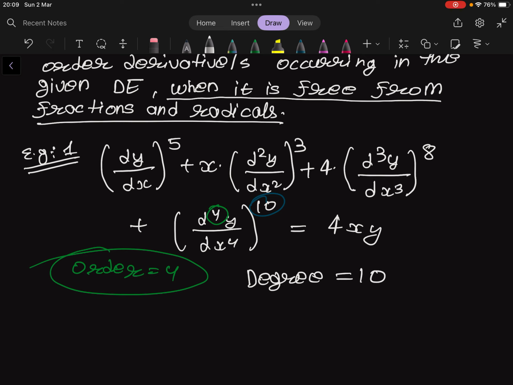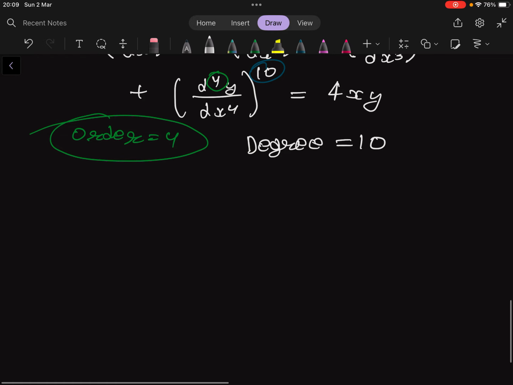So first we have to find the order. Then what is the power of the order? The power of the highest order is 10, so we can say the degree is 10 here. Let's see another example.